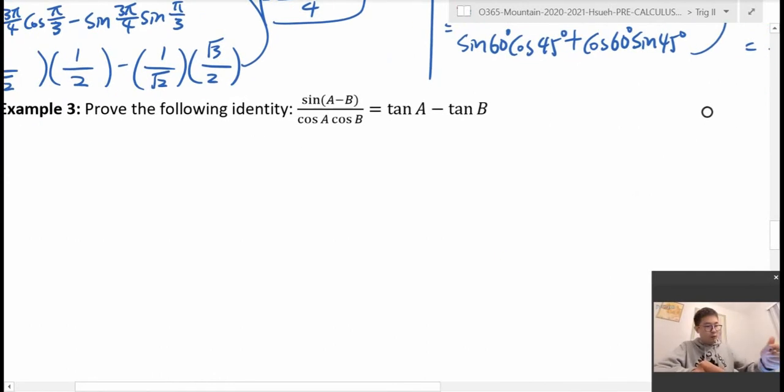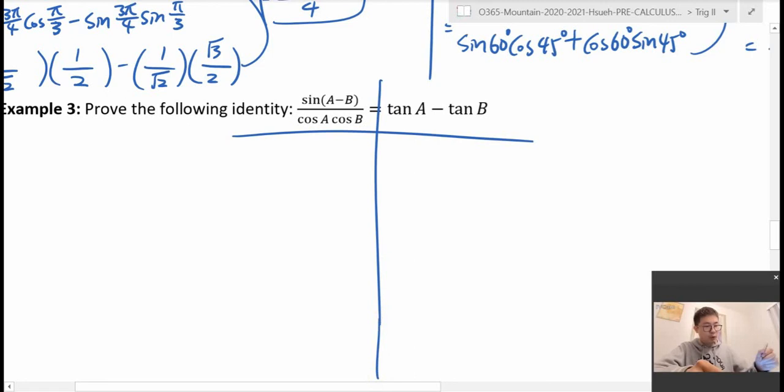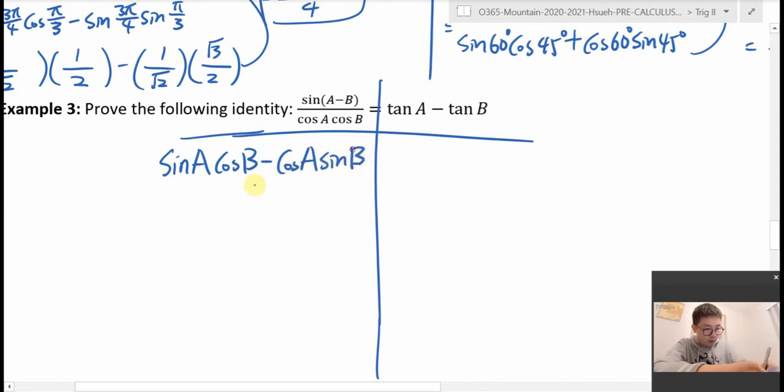Okay, number 3, proof. We've seen proofs quite a bit now, so I'm just going to show you this one here. Or you can try it if you want to. If you want, you can pause the video and give it a try. Anyways, sine alpha minus beta, this is going to be sine alpha cosine beta minus cosine alpha sine beta divided by cosine alpha cosine beta.